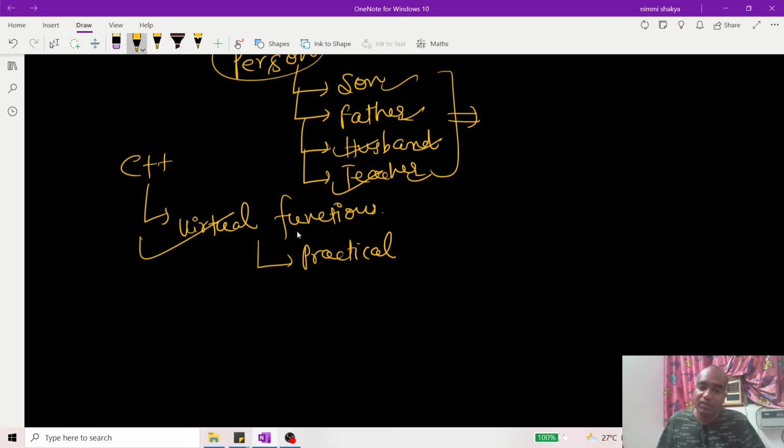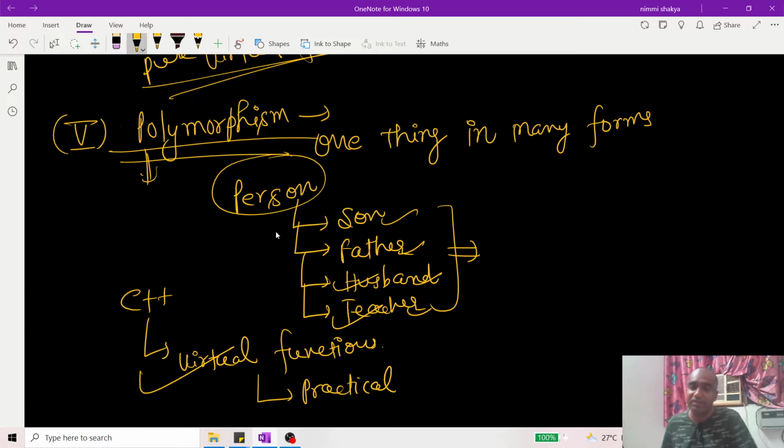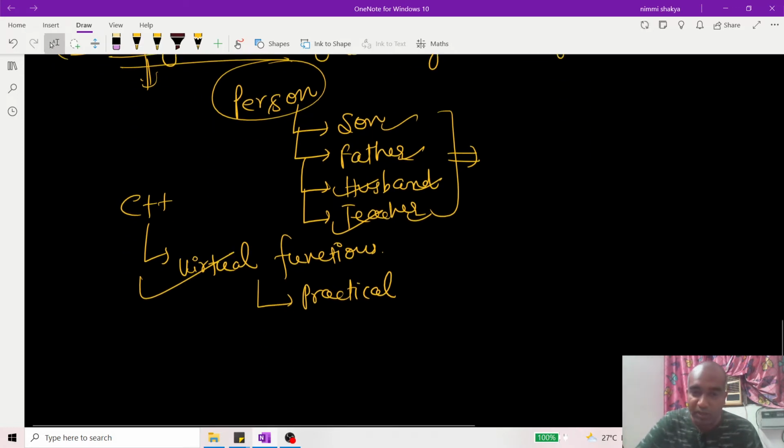So the virtual function we will see practically in the coming videos, but as of now, if you have to understand polymorphism, it has a very simple definition: when one thing exists in many forms, then it is known as polymorphism.